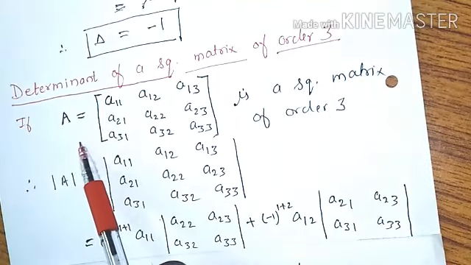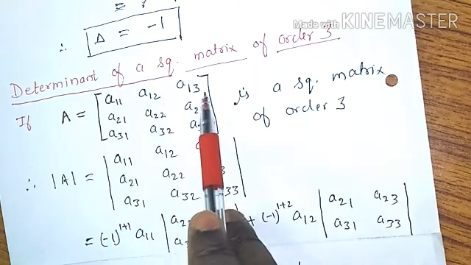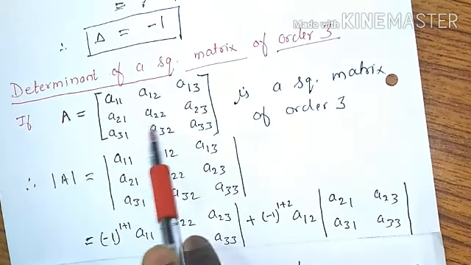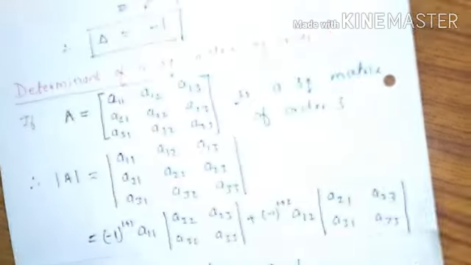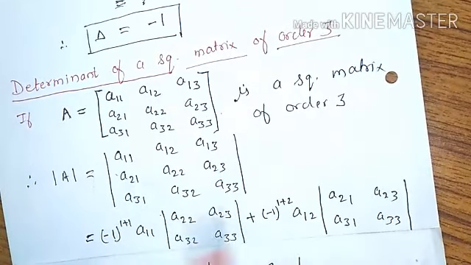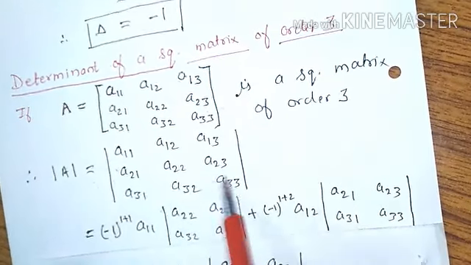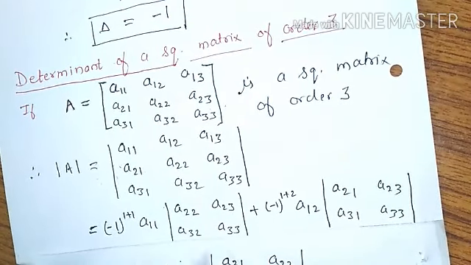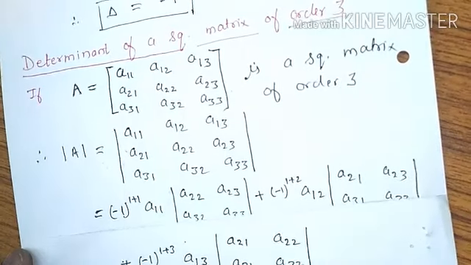Let us take a square matrix of order 3 with the elements a11, a12, a13 as the first row elements, a21, a22, a23 as the second row elements, and a31, a32, a33 as the third row elements. Now when we want to find the determinant, as I told you, we have to write the elements in this form, and then find the value. This is the most important part. Let us see how to get the value of this determinant.